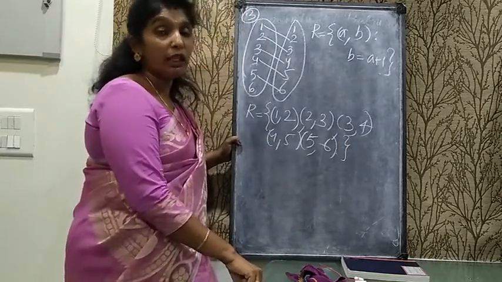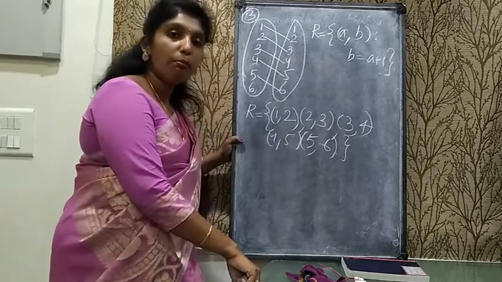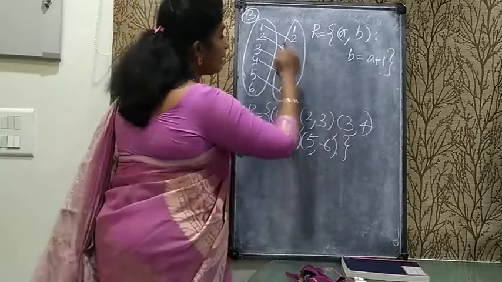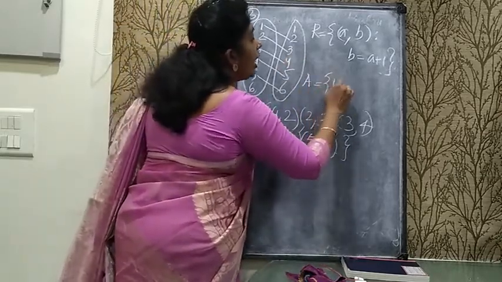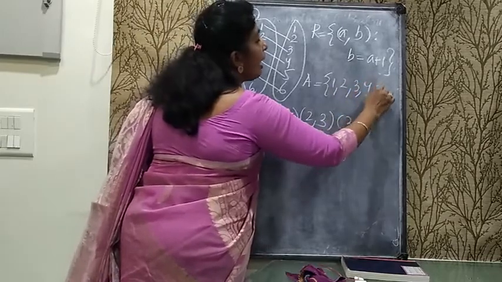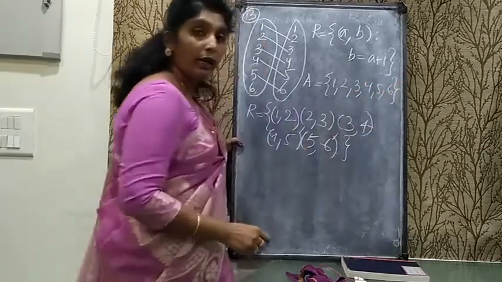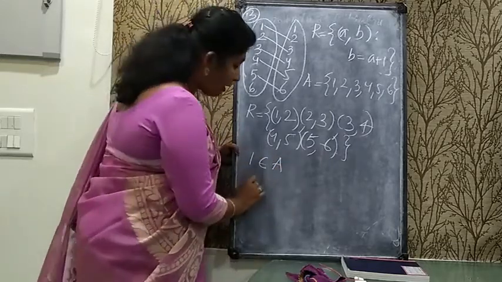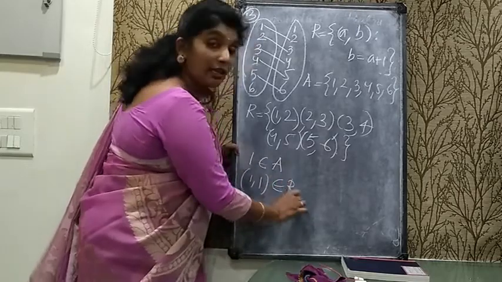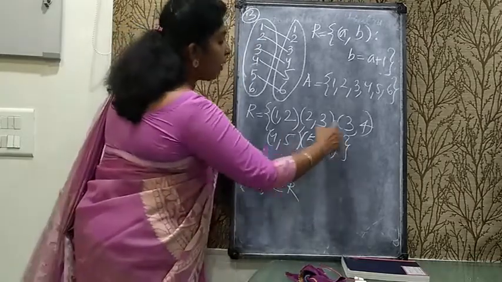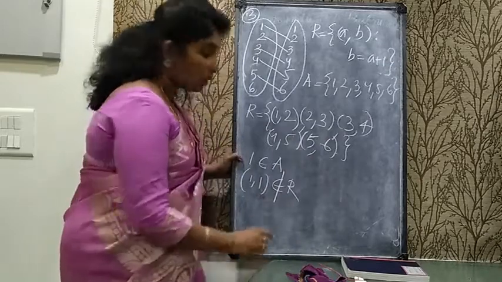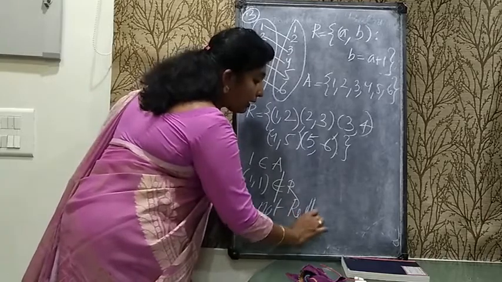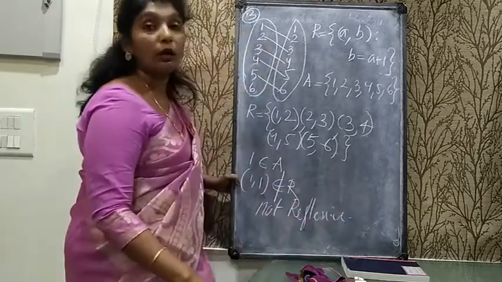Now you have to check whether it is reflexive or not. It is very simple. Now you must have understood how to check reflexive. Here you can see that in A these elements 1, 2, 3, 4, 5, 6 are there. So we can write 1 belongs to A. If 1 belongs to A, then (1, 1) should be there in the relation, then we can say that it is reflexive. But you can see (1, 1) is not there in the relation. So it is not reflexive. You have to conclude that it is not reflexive.